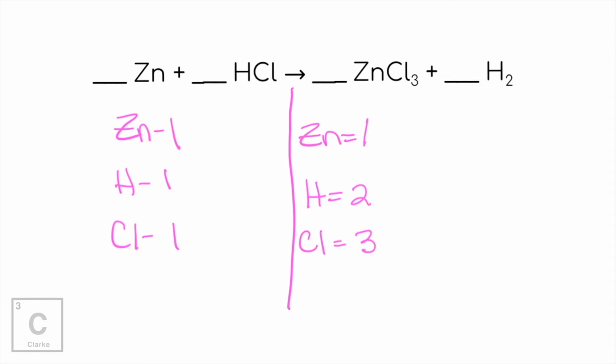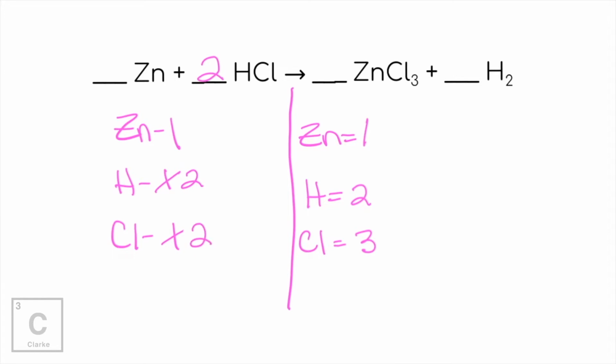So let's look at hydrogen. We've got 1 hydrogen in our reactant, but we've got 2 hydrogen in our product. So we want there to be 2 hydrogens in our reactant. So I'm going to put the coefficient of 2 there. That's going to give me 2 hydrogen. It did affect my chlorine. Now I have 2 chlorines. Hydrogen looks good. Let's look at chlorine.